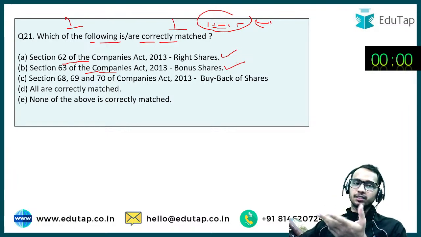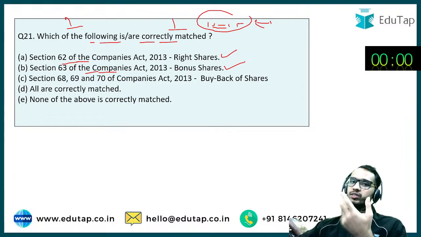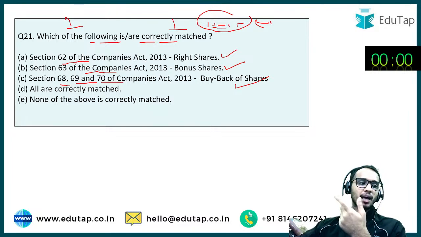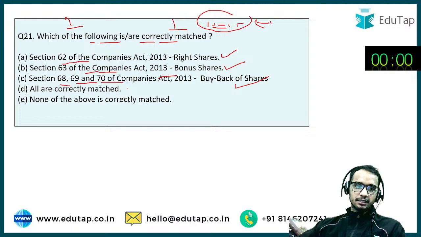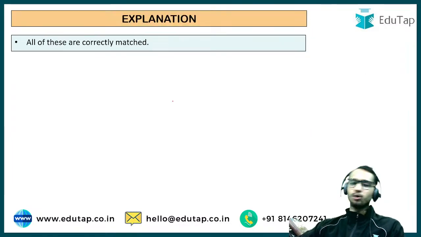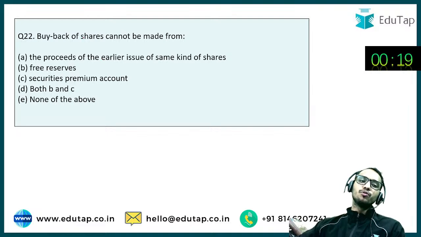You have to remember the sections. No doubt about that. No second opinion about that. Okay? These are the important sections. 68, 69, 70 of the Companies Act. They talk about the buyback of shares. Yeah, absolutely correct. So all are correctly matched, I guess. None of the above is the answer. So I have got the answers. Yes, absolutely correct. You all are correct. Let's move to the question number 22.